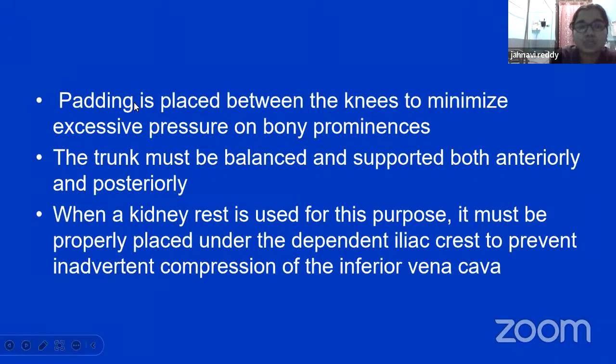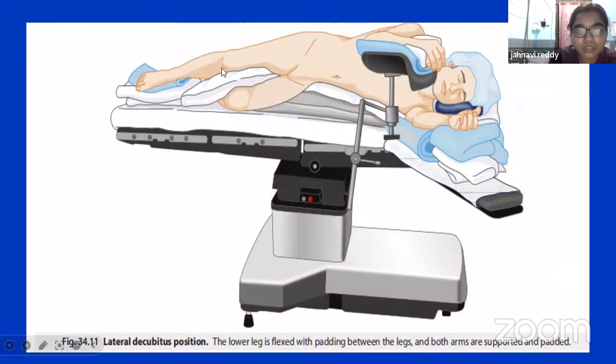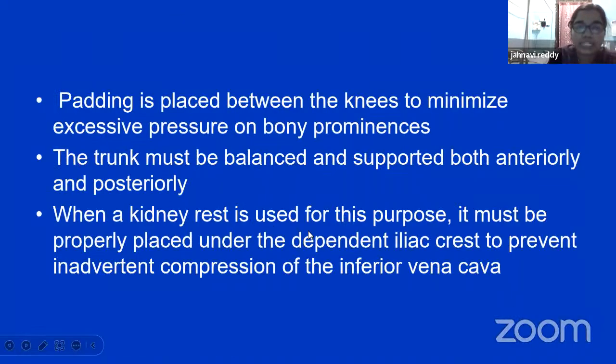Padding is placed between the knees to minimize excessive pressure on the bony prominences. At the bony prominences, if the pressure is more, it will lead to peroneal nerve injury. So we have to place adequate pads between the two knees, and we should prevent common peroneal nerve injury. When a kidney rest is used for this purpose, it must be properly placed under the dependent iliac crest to prevent inadvertent compression of the inferior vena cava. If inferior vena cava compression is seen, it might cause decreased venous return to the heart, which will eventually cause decreased cardiac output, which will lead to hypotension.